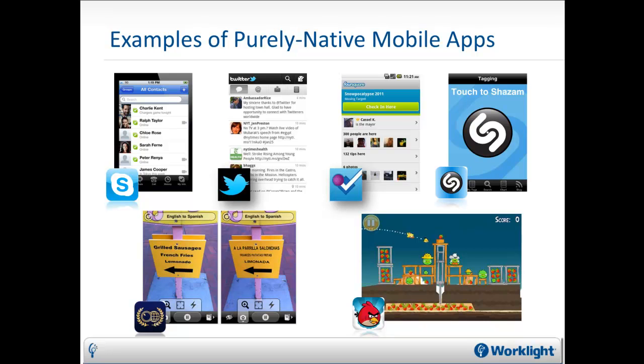On the bottom row, we can see WordLens, a cool augmented reality app which translates words on the fly by processing the images captured by the mobile device's video camera, and no discussion about native apps could be complete without showing at least a picture of Angry Birds. The thing that all of these apps have in common is that they are all purely native. But what does that actually mean?